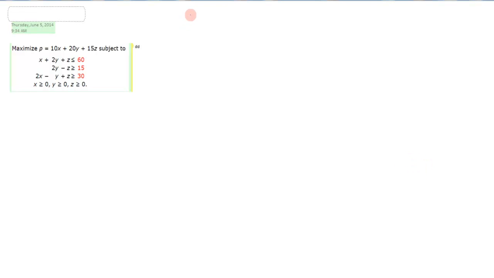Okay, so let's run through this problem. This is from section 5.4. Oop, I'm in blue pen. Let me put it in black. Okay.